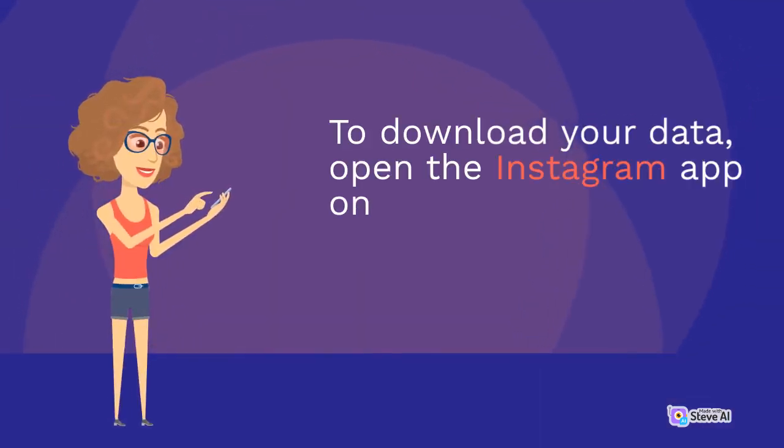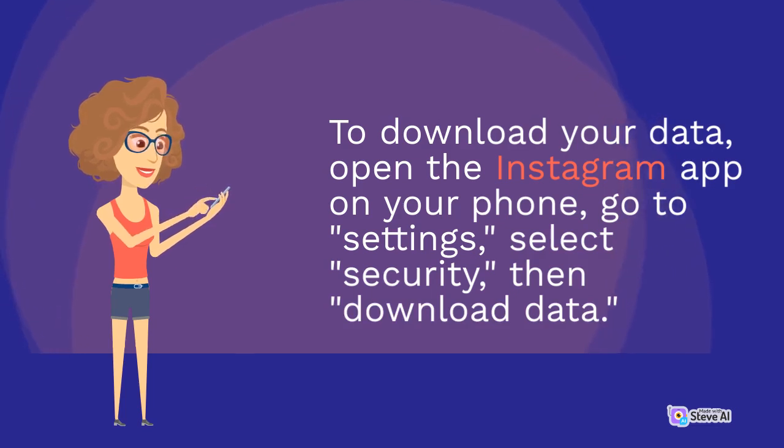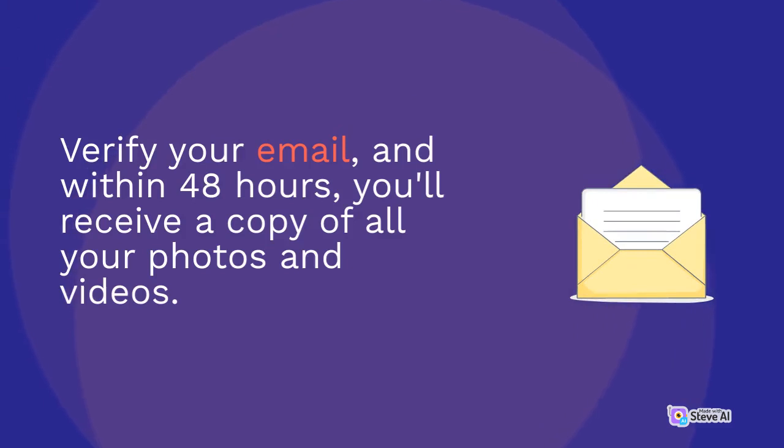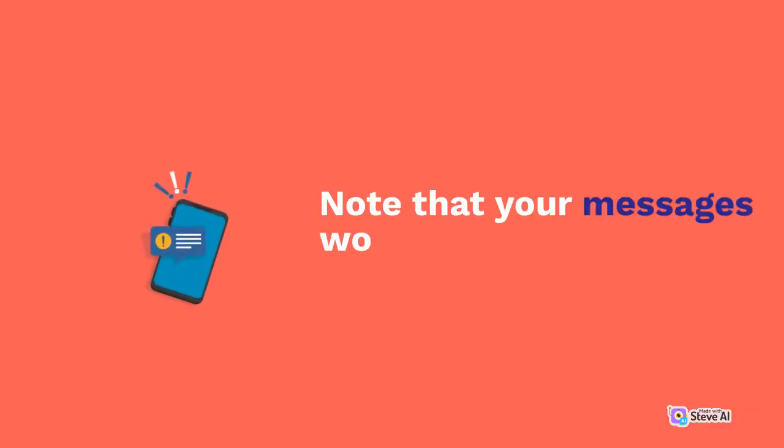To download your data, open the Instagram app on your phone, go to Settings, select Security, then Download Data. Verify your email, and within 48 hours, you'll receive a copy of all your photos and videos. Note that your messages won't be included.